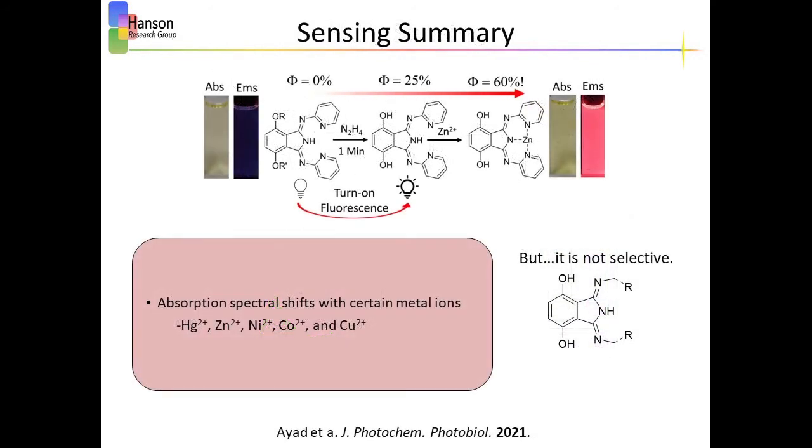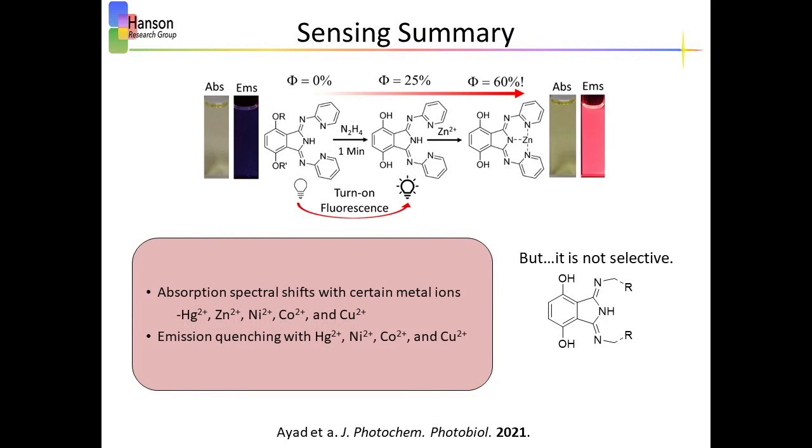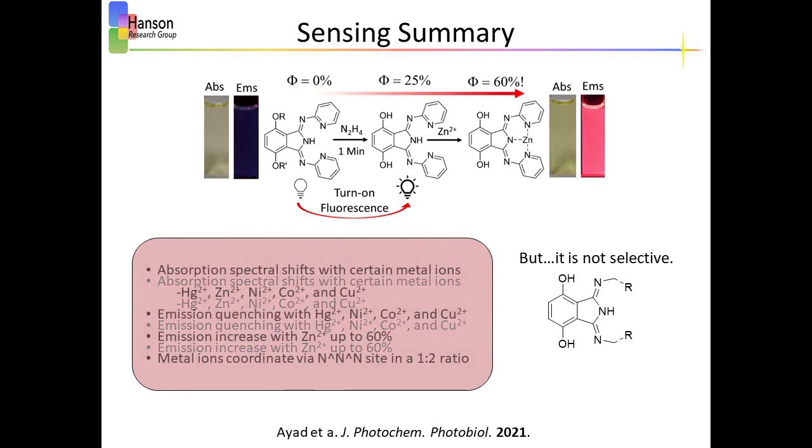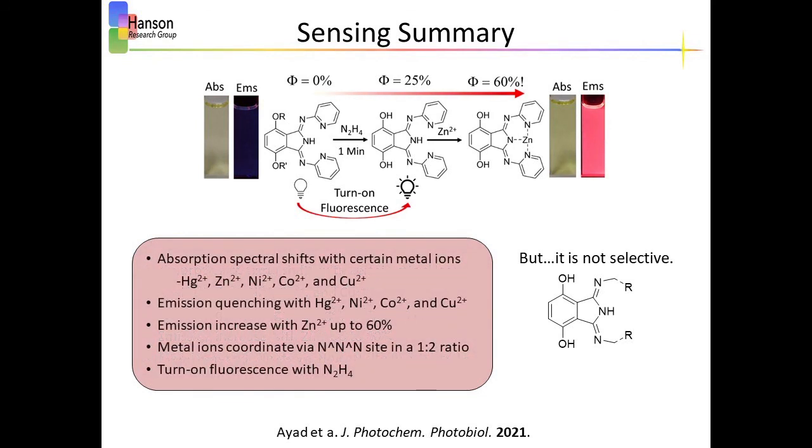Overall, molecule 2 will exhibit spectral shifts in the presence of mercury, zinc, nickel, cobalt, and copper 2+ ions. While most of these metals will quench the emission, Zn2+ increases the emission quantum yield of molecule 2 to 60%. Metal cations coordinate with molecule 2 via the core nitrogens rather than the ESIPT site. With the addition of protecting groups at the ESIPT sites, molecule 4 can also be used as a turn-on fluorescent sensor with hydrazine because it will cleave the protecting groups from the phenolic positions.